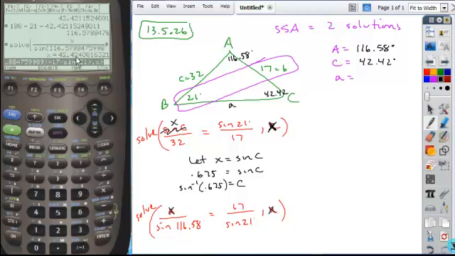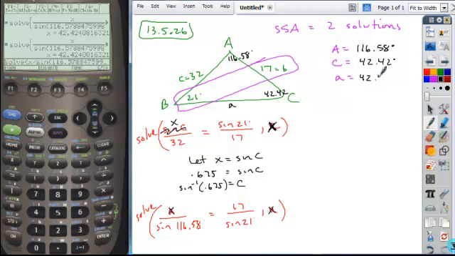And here when I calculate this, it winds up being the same, 42.42. But this time that is an actual length and not an angle measure. All right, so I found one of my cases.